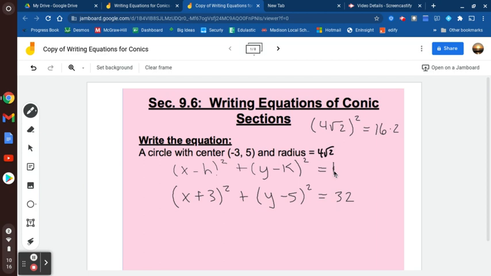So that should be r squared. Thank you. So let's have you try another one. Let's have you try a circle with a center of 4, -1, and a radius of 5 square root of 3.